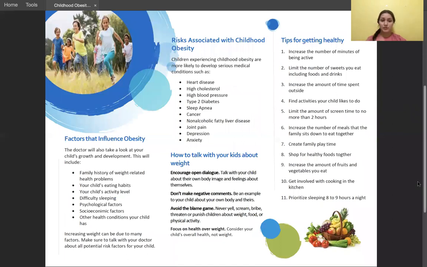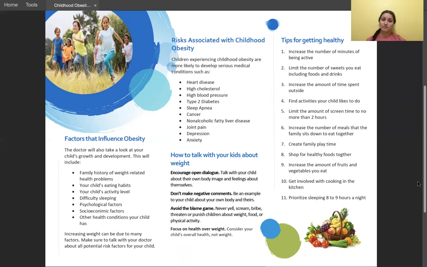Some factors that influence obesity that your doctor will also take into consideration are your child's growth and development. This will include any family history of weight-related issues, as well as your child's eating habits, their activity levels, if they have any difficulty sleeping, any psychological factors such as depression or anxiety, socioeconomic factors, and other health conditions that your child has. Increasing weight can be due to many factors, and it is important to talk with your doctor about any potential risk factors your child has so that they can be addressed and so that the risks of obesity can be mitigated.